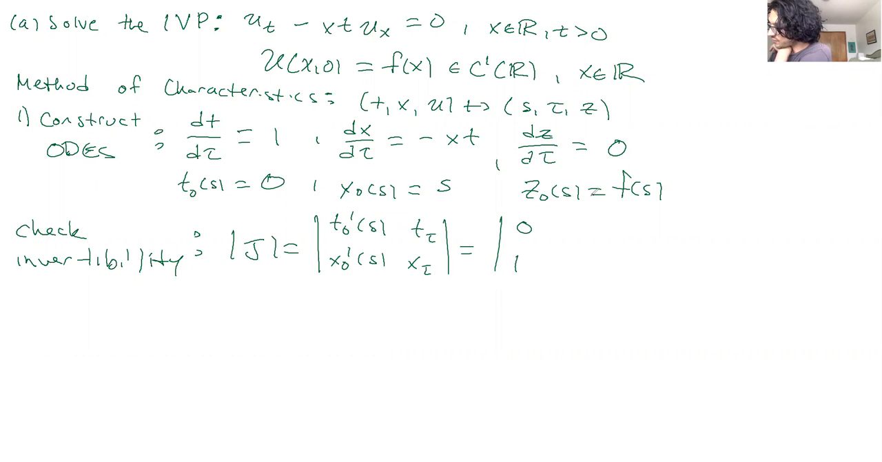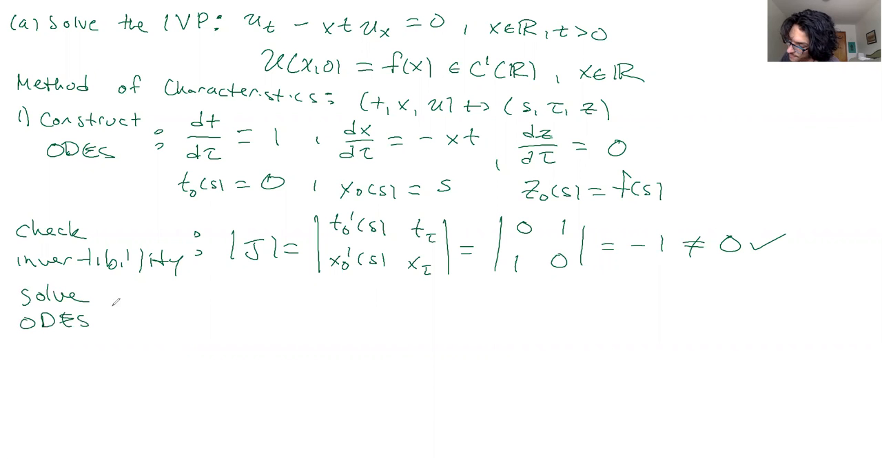X0 prime of S is 1. T sub tau is 1. And x sub tau is minus xt, but remember we evaluate these at the initial conditions. So we get minus s times 0, or just 0. So we have minus 1, which is not equal to 0. So indeed, we have invertibility, okay? So now let's solve the ODEs, okay?